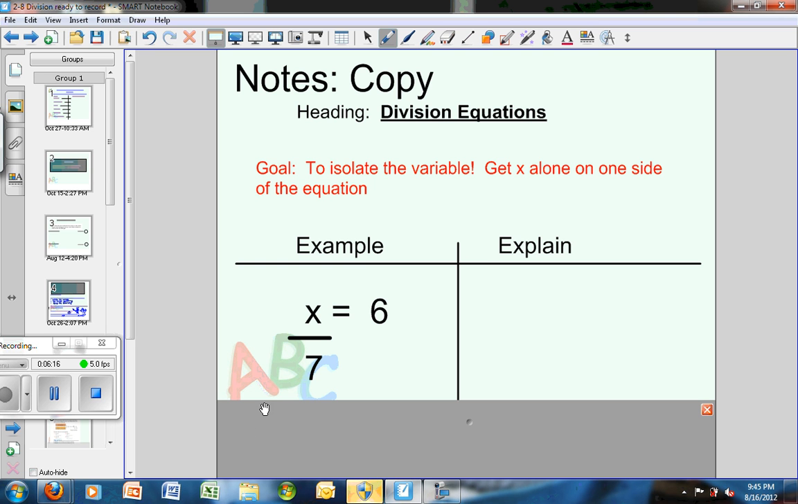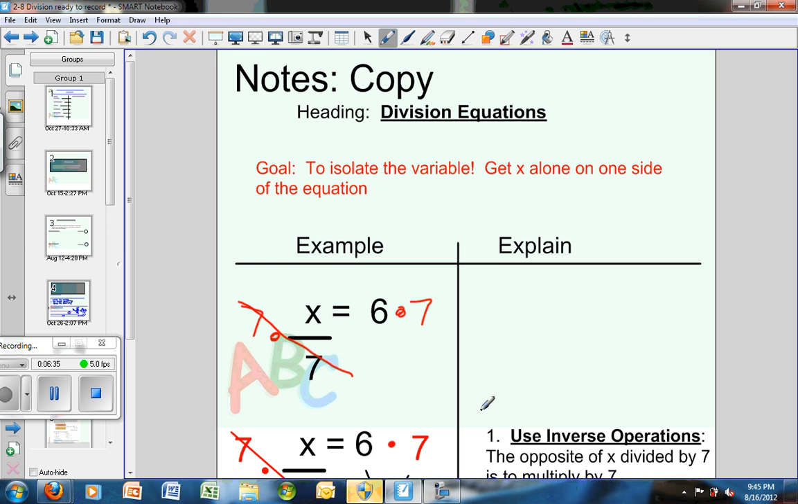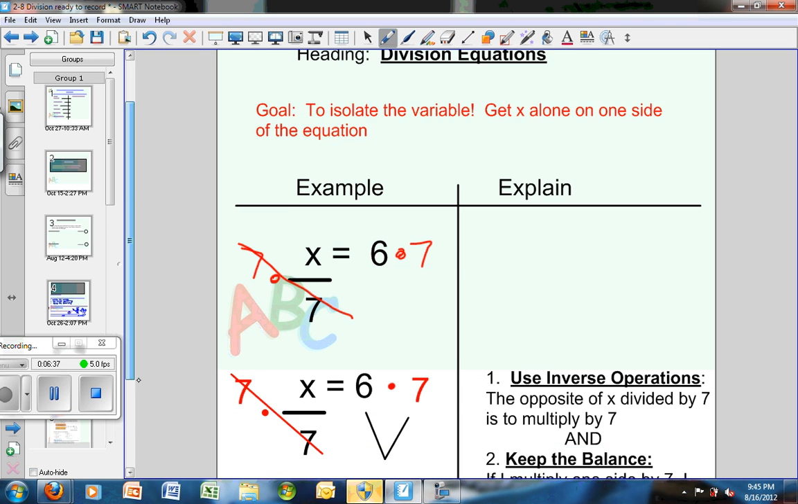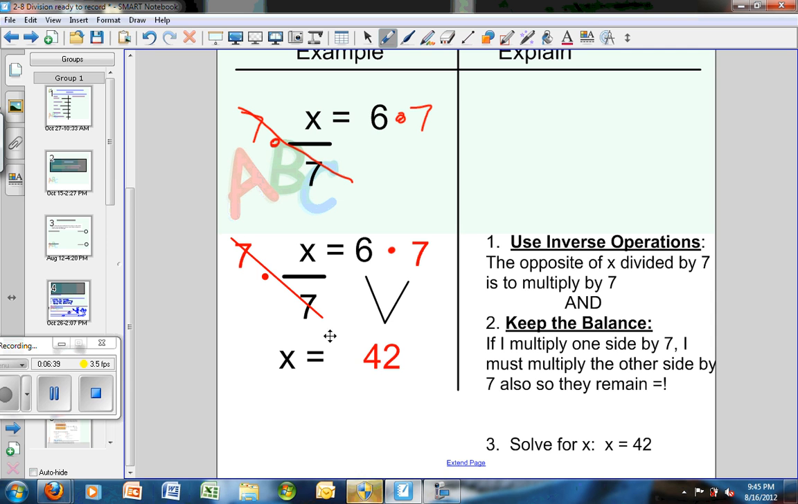All right, so let's get started. Let's do the problem and then we'll write down the steps that we did. The opposite of divide by 7 is going to be times 7, so I'm just going to write it out like that. Over here, I have to keep the balance, so I'm going to do times 7 over here. This cancels out, and you can see I have it down here. My 6 times 7, I'm going to solve, and I get 42. So all I have left over here is the x, drop the equals, and 42 over here.